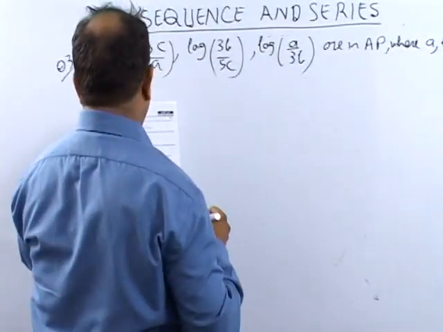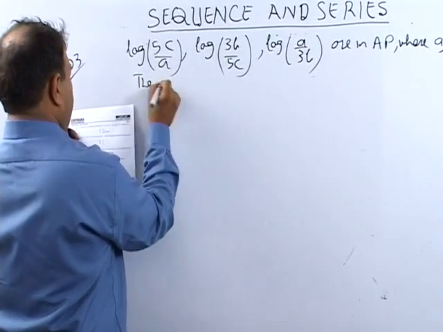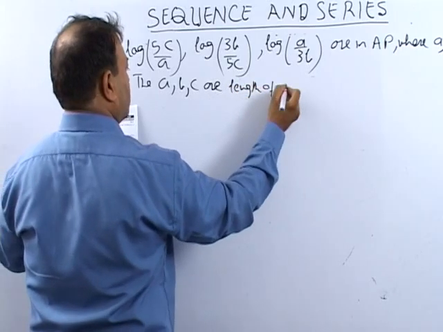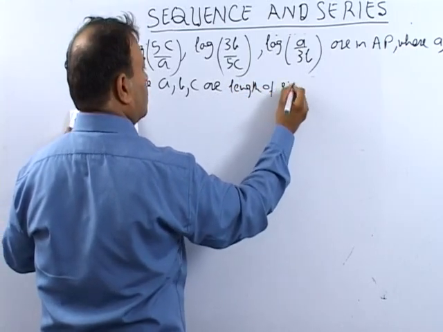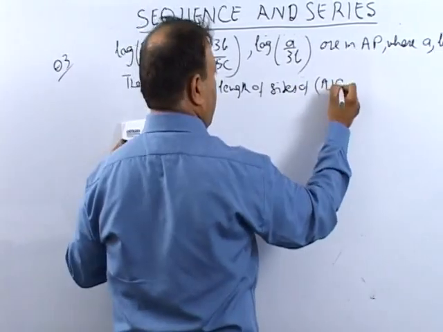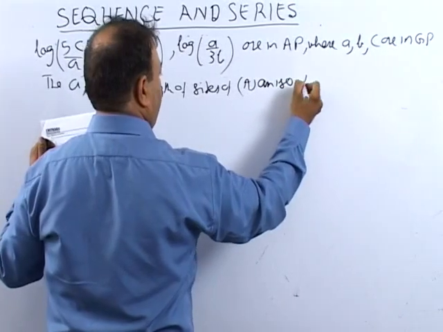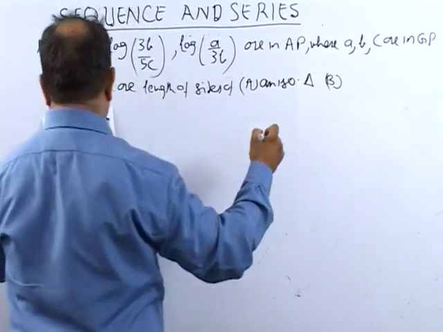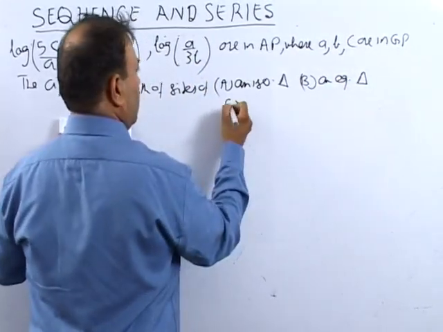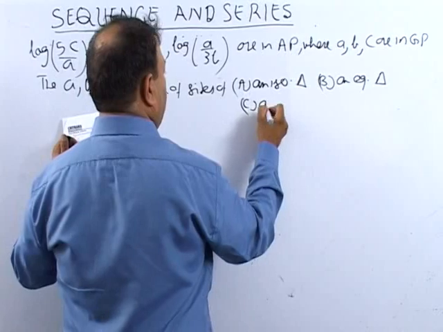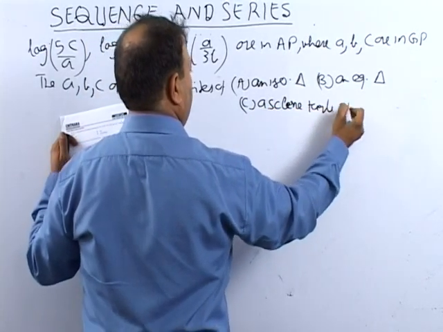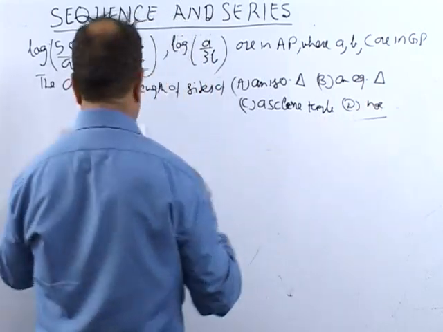Then a, b, c are lengths of sides of: option A, an isosceles triangle; option B, an equilateral triangle; option C, a scalene triangle; option D, none of these.